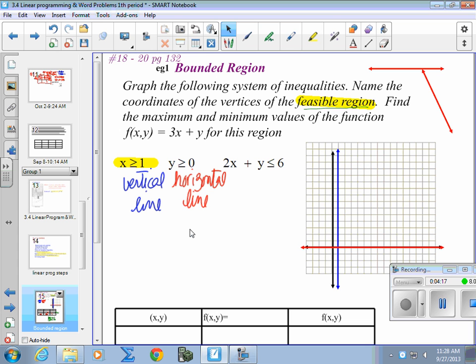Our next equation says 2x plus y is less than or equal to 6, and y is less than or equal to negative 2x plus 6. We put some numbers in. We get 0, we get 6. We put 1, we get 4. We put 2, we get 2. And that's 0, and 2, 4, 6. 1 is 4.